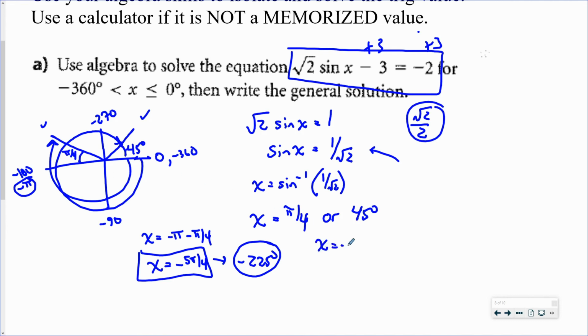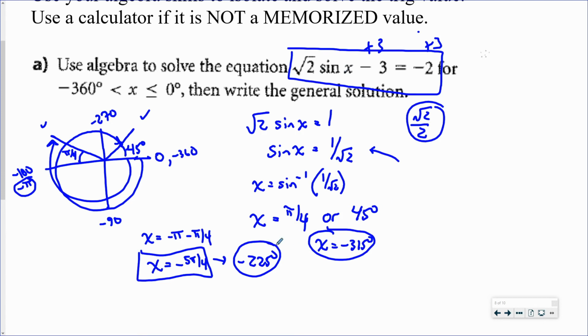So the other answer is going to be negative 315 degrees. So negative 360 plus 45, there you have it. Now, they're also asking for the general solution. The b value here is 1, so the period is going to be the usual 2 pi.